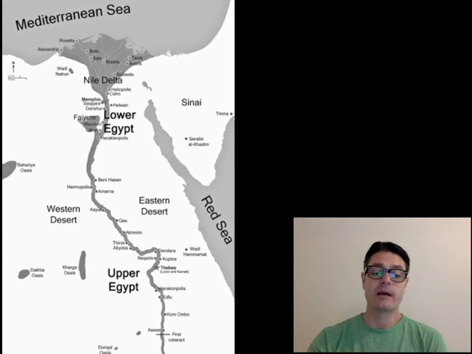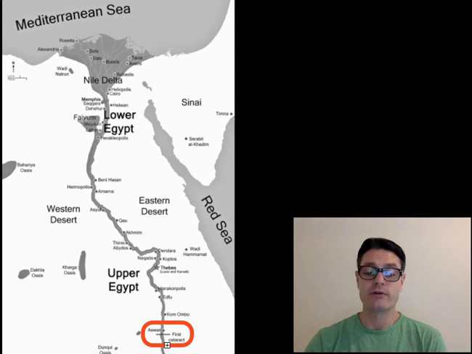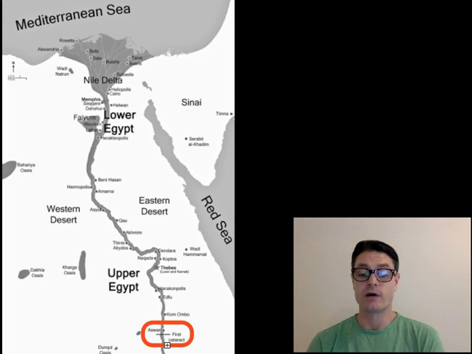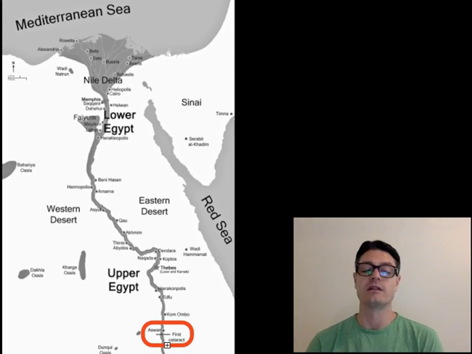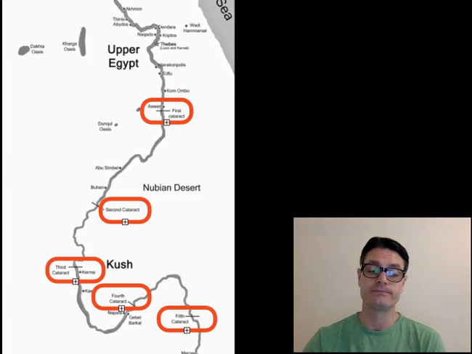So we can see another little map here, and we can see the first cataract there at a place called Aswan, which is now where the Aswan Dam is. It's been there for almost 100 years, and that is what now stops the annual inundation, or the annual flooding of the Nile. It no longer occurs as a result of that dam.